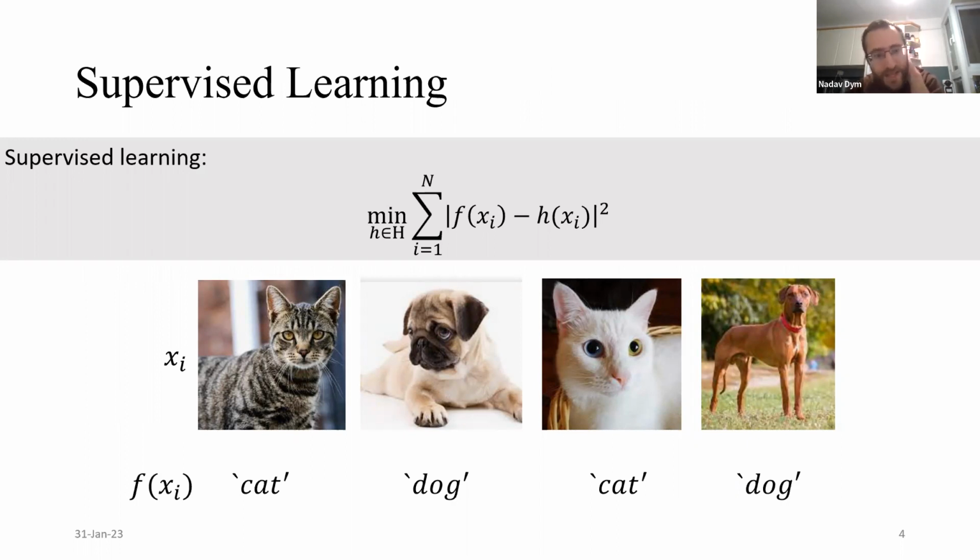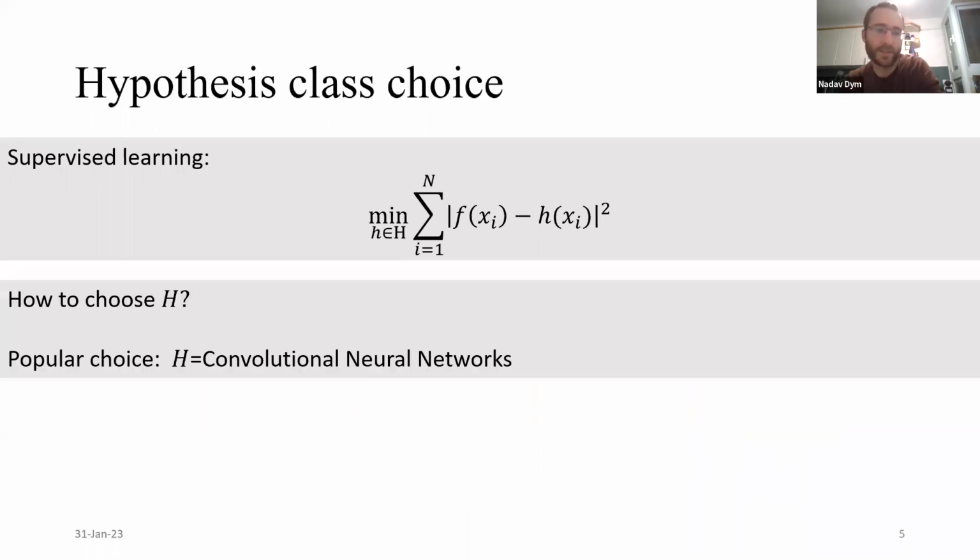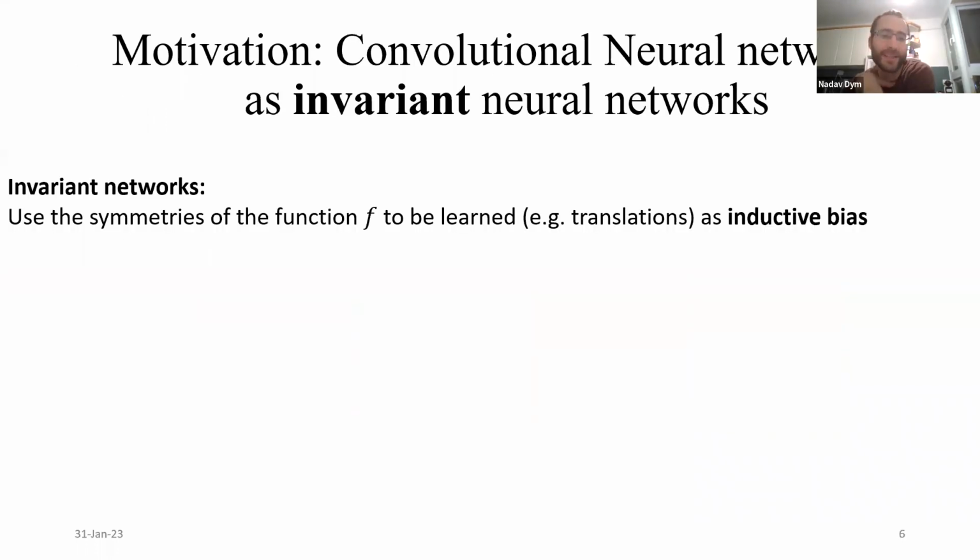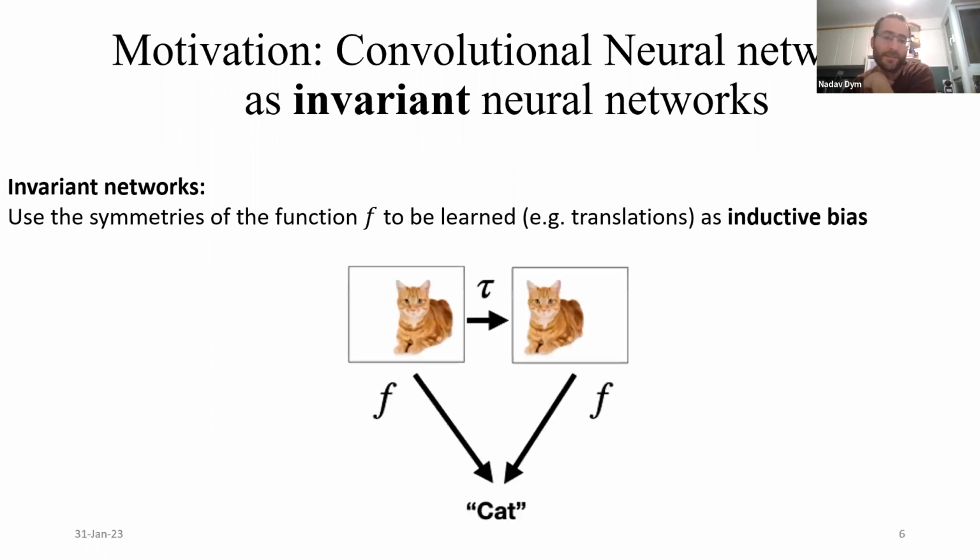You can frame this as a supervised learning task where you don't know this function f, and you want to look for a good approximation in some hypothesis class h, which is some function space. For this type of task, one of the standard choices is convolutional neural networks. Why is this a good choice? One argument is that it respects the symmetries of the problem. If you apply some translation to the image, that shouldn't affect the result. That invariance to translation is hard-coded into convolutional networks.